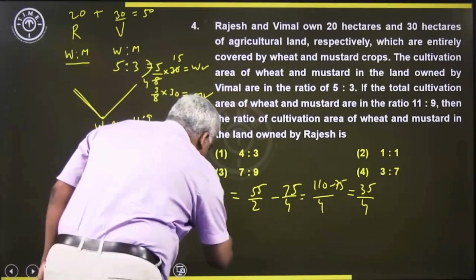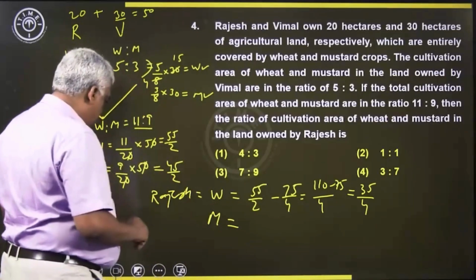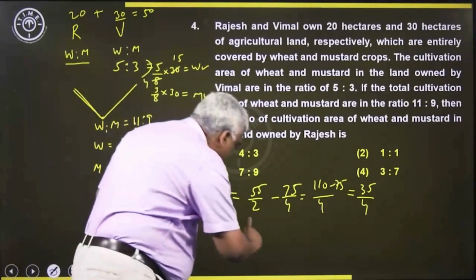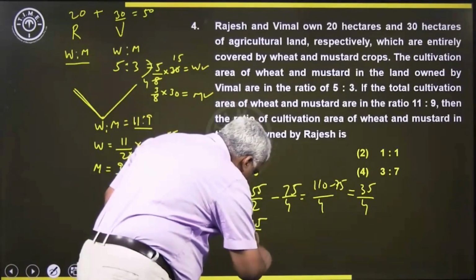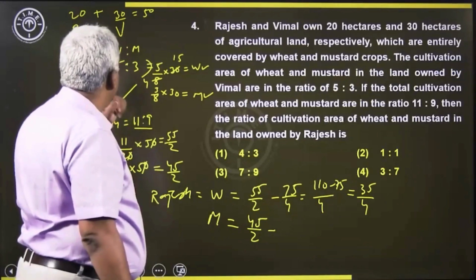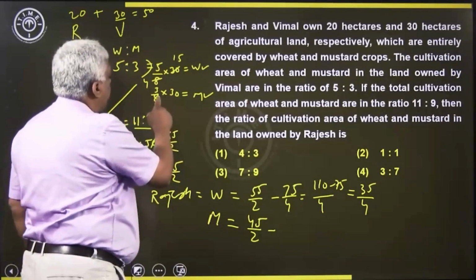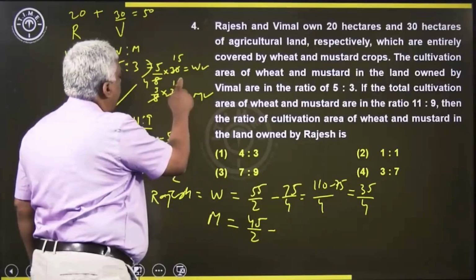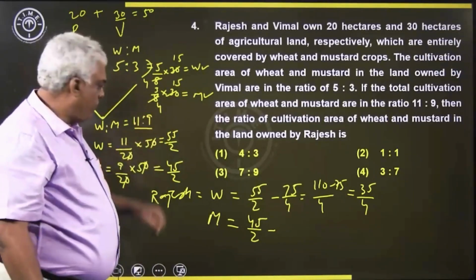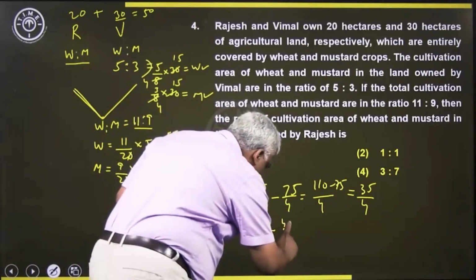Similarly, we can find the mustard one. The total area under mustard cultivation is 45 by 2, minus Bimal's part. Bimal's is this one, we can cancel by 2, 15 times 30 over 4, so it is 45 by 4. So 45 by 2 minus 45 by 4.